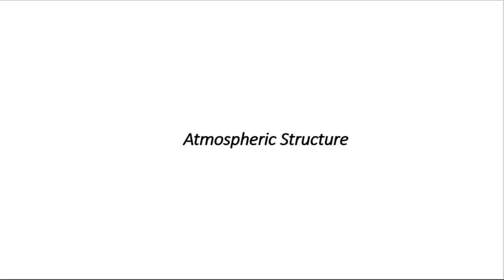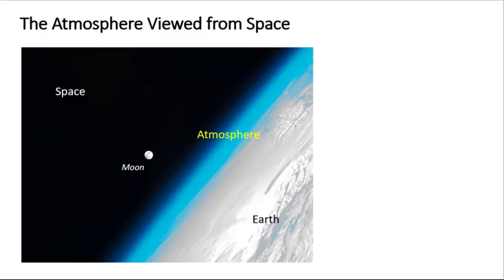Atmospheric structure. Seen here is a photograph taken from space of the Earth's horizon, showing a cross-section of the Earth and its atmosphere with space and the moon in the background. The atmosphere is the light blue layer running along and above the Earth's surface.